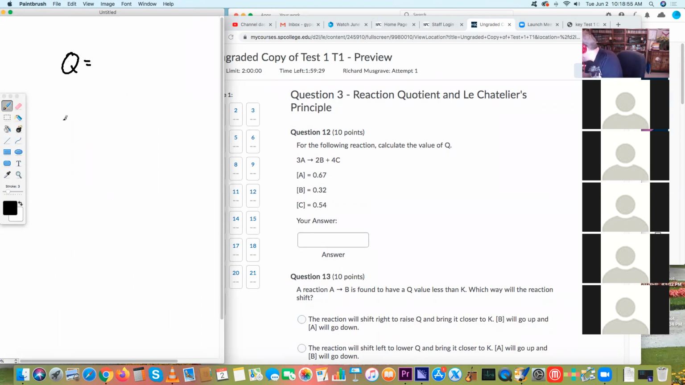And the process I would use here, I'd go Q equals, and then I would go B squared C to the fourth over A cubed, and just plug those values in and then come out with the value for Q. Now, you're not asked to compare it to any K value here. So all you're being asked here is to calculate the value of Q, and you would do that just by plugging in those values. Does anybody have any questions? Any questions at all about that?